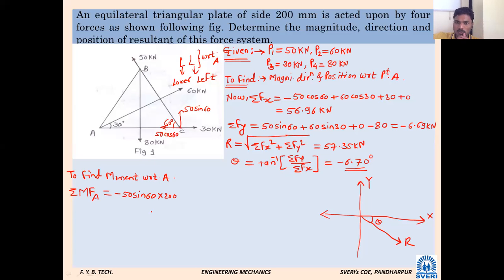Why are you not giving a response, sir? Today? It will be 0. It is 60 kilonewton, 0, because it is passing through point A. Then 30 kilonewton, 0. The next 30 kilonewton is also 0. Again, it will be 0, since it is passing through point A itself. Next one, fourth force, 80 kilonewton.